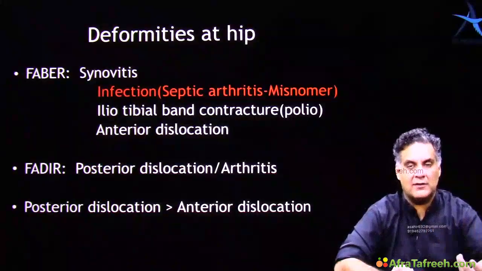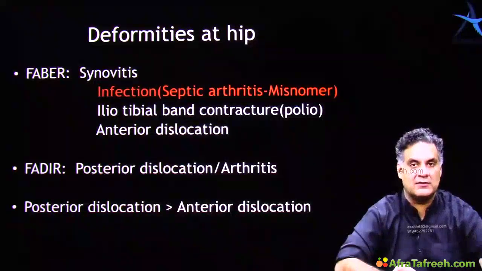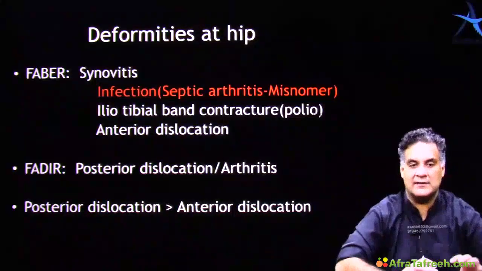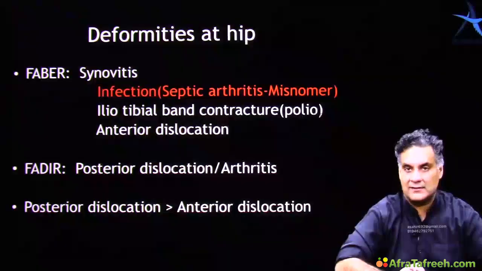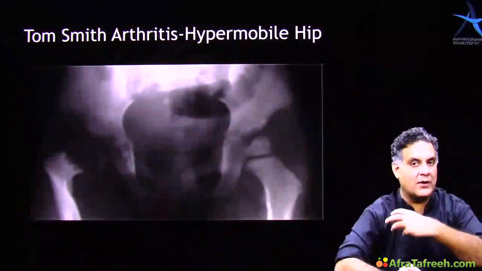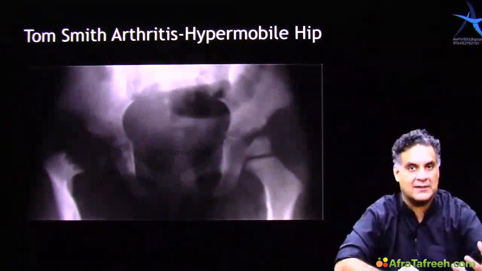The commoner variety of dislocation, which is the majority, more than 90% of cases, is posterior dislocation, called Fadil, and if there is cartilage damage, the actual arthritis, it's Fadil. So remember that last line: posterior dislocation is more common than anterior dislocation. Similarly, if the joint is totally destroyed, it's called Tom Smith arthritis.